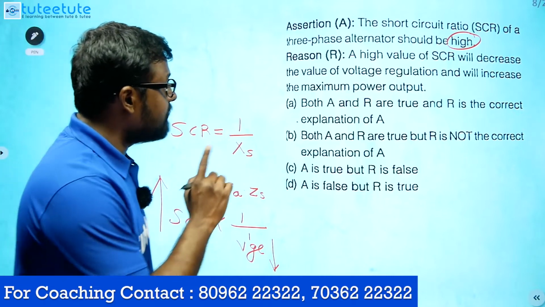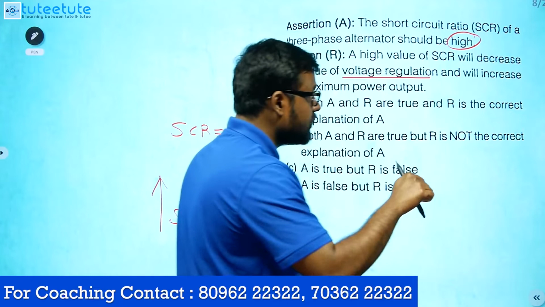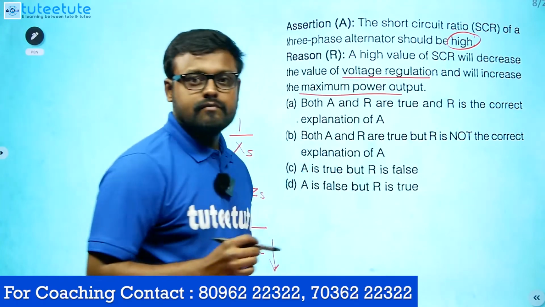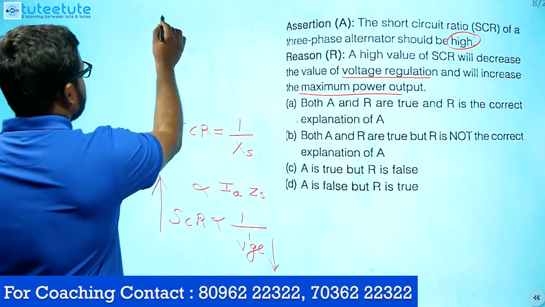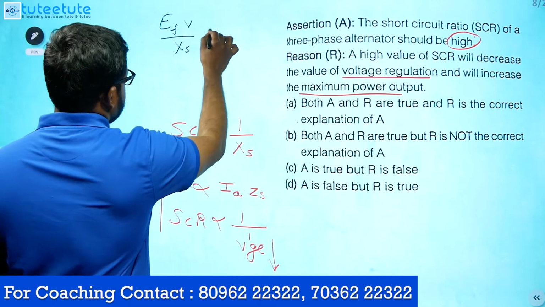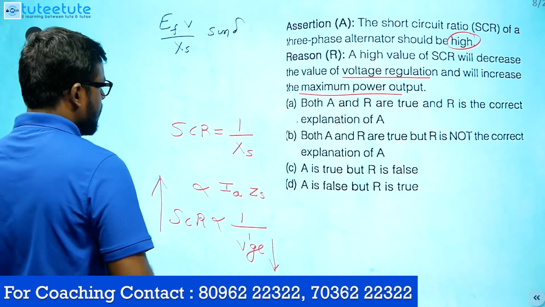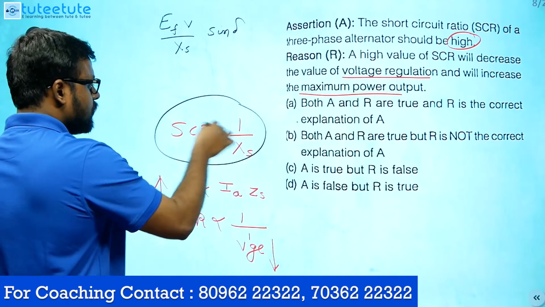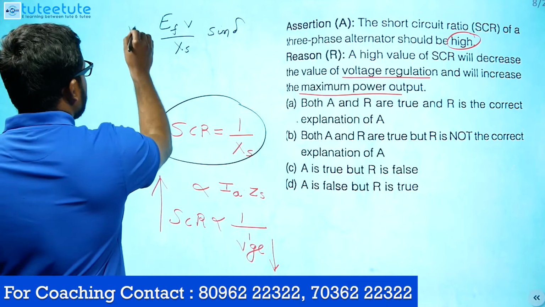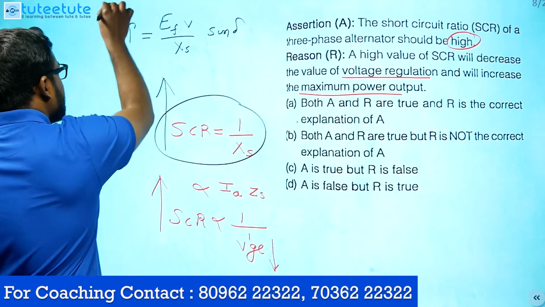So a high value of short circuit ratio will decrease the value of voltage regulation. That means it is a better voltage regulation and increases the maximum power output. Because what is the power output? EF into V divided by XS sin delta. Now see here, short circuit ratio is inversely proportional to XS, so power is also inversely proportional to XS. If I increase the short circuit ratio, this will increase the power.